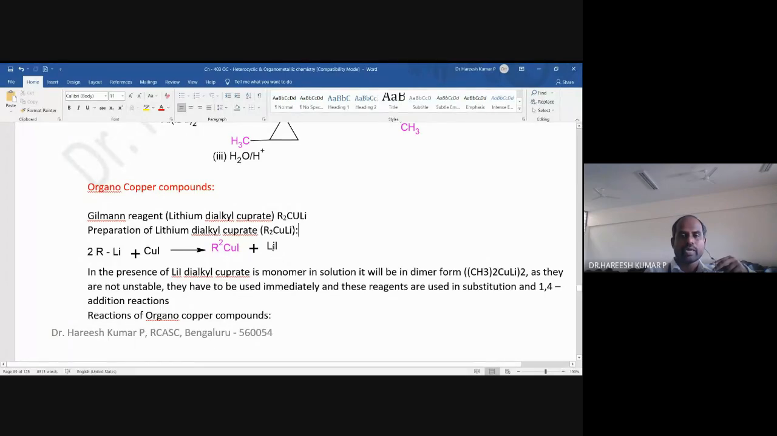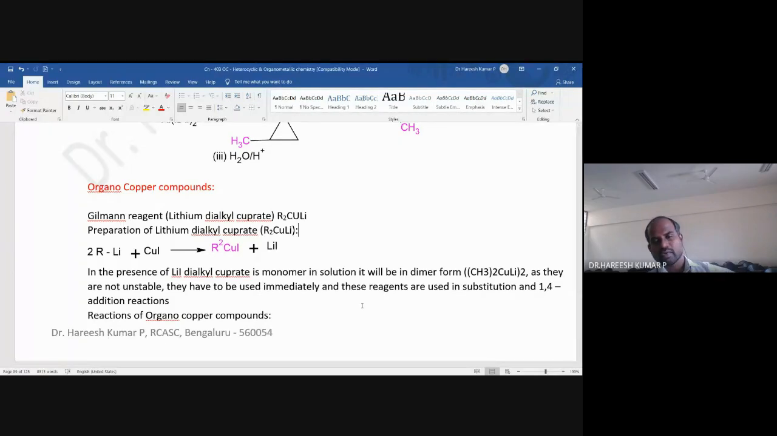So I will explain here. You can observe that lithium dialkyl cuprate is a monomer. In solution, it will be in the dimer form. Dimer form means (CH3)2CuLi taken twice. They are unstable, so they have to be used immediately, and these reagents are used in substitution reactions as well as addition reactions.